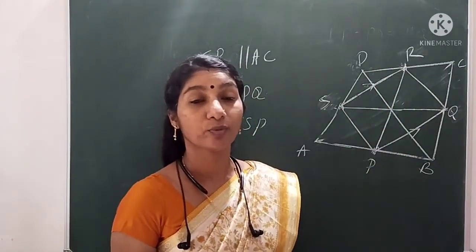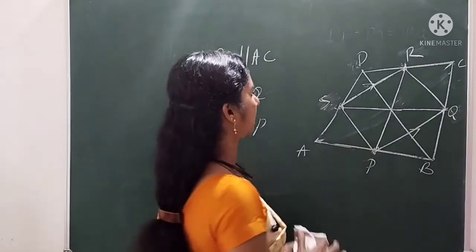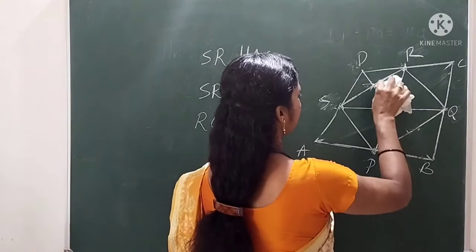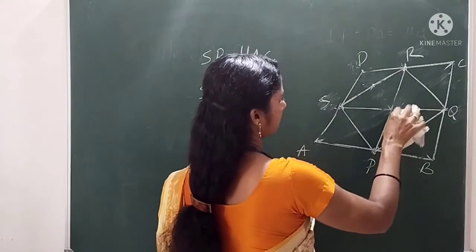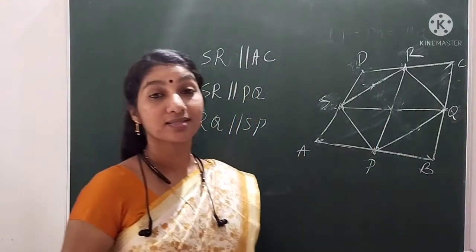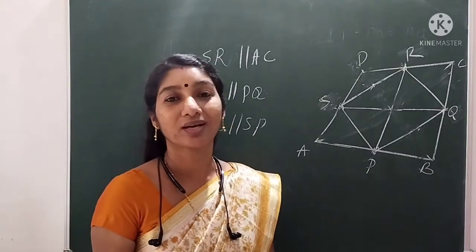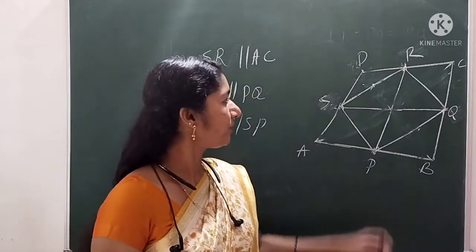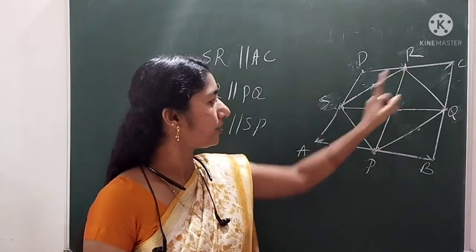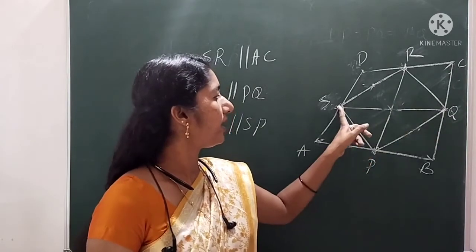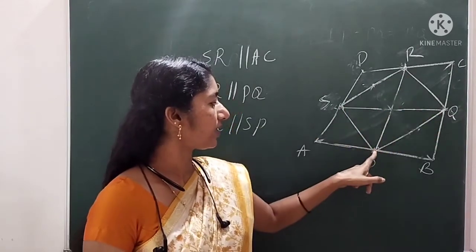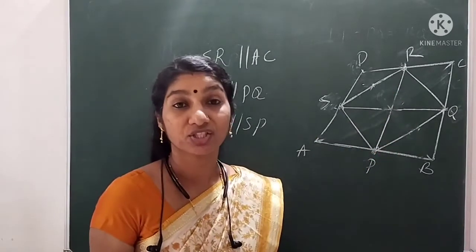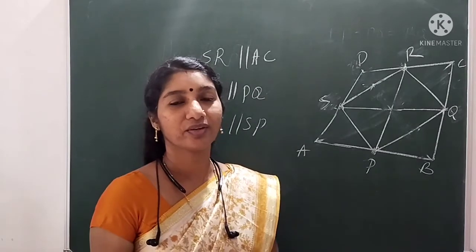Now see the quadrilateral PQRS. We got that its opposite sides are parallel. I'm just removing this diagonal to avoid so many lines. Okay. We got PQRS is a parallelogram. If PQRS is a parallelogram, we can say its diagonals bisect each other. So PR and SQ bisect each other. Okay, so we got the answer.